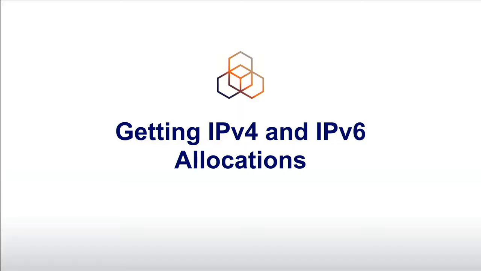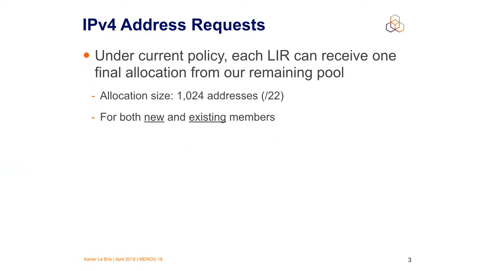So if we look a bit into the distribution of resources, we're going to start with getting, for example, an IPv4 allocation. You're going to see that as an LIR, you're allowed to get IPv4. As a new LIR, you get a /22, so 1024 IP addresses. As an existing LIR, you can also get this additional allocation. This is something you can get one time. So this is the situation at the moment.